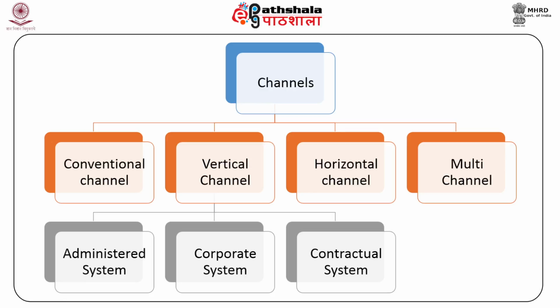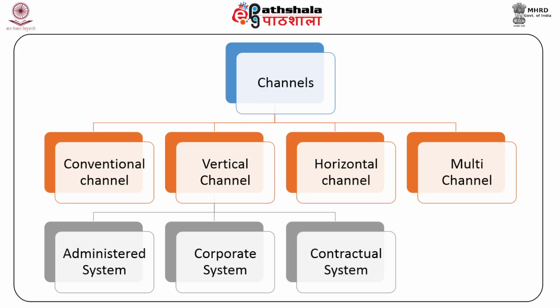Channels can be divided into four parts: conventional channel, vertical channel, horizontal channel and multi-channel. The vertical channel can be further divided into administered system, corporate system and contractual system. Types of channels. 1. Conventional channels.